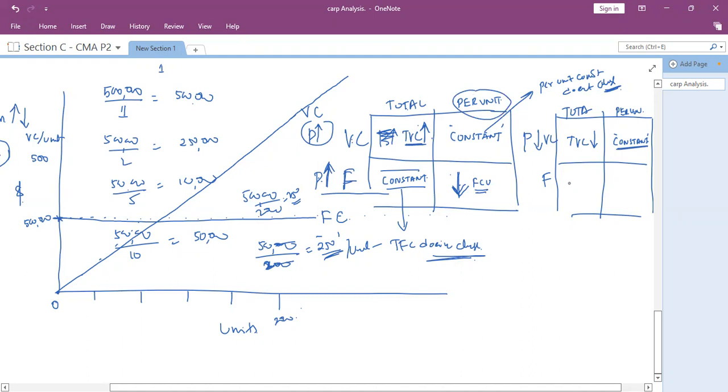Now, what will happen to total fixed cost if production decreases? Total remains fixed, constant. Even if it is 0, it is 500,000. What will happen if production is decreasing from 2,000 to 10 units? 250, 50,000, 100,000, 250,000, 500,000. What is happening? Fixed cost per unit increases.